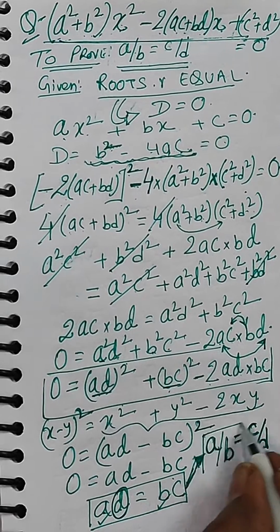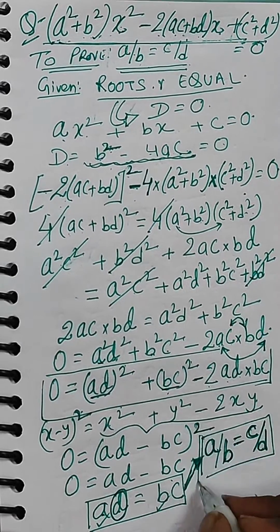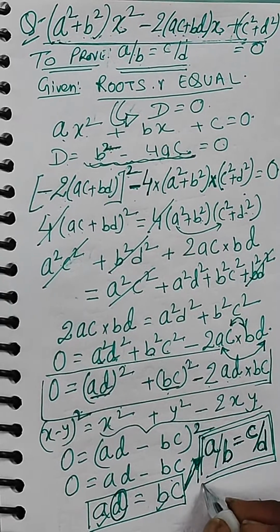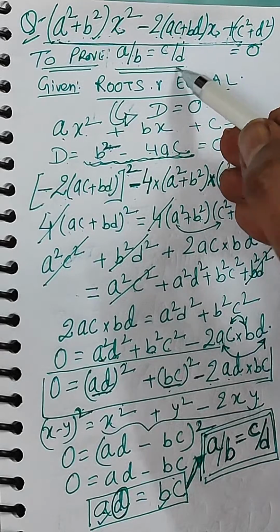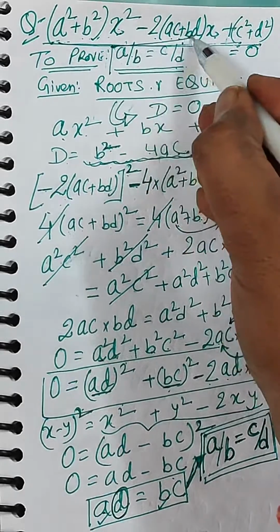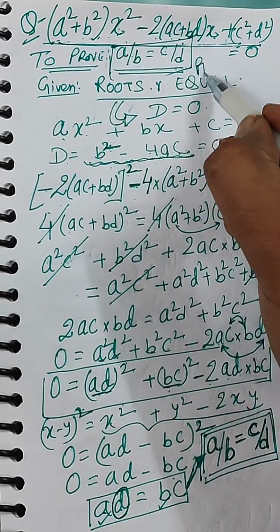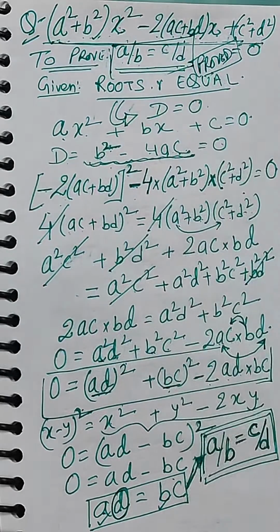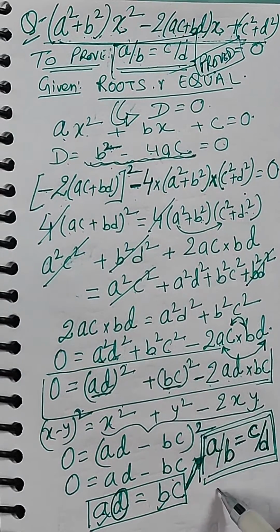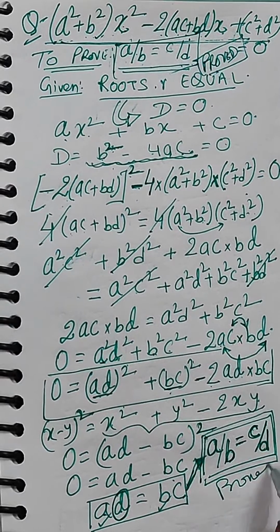So this is the same thing which we are about to prove, isn't it? This is A by B equal to C by D, right? So in this way, students, we have proved this, right? And in this way we have solved this question.